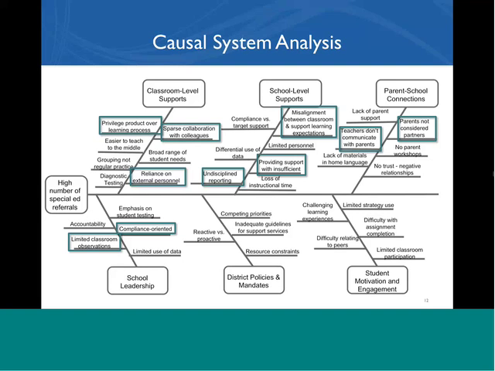another way to see this kind of problem is that leadership views their role in this as complying with the rules rather than having lots of opportunities to observe in classrooms. And finally, there's a huge variability in the guidelines that determine whether or not students should be referred to special education.